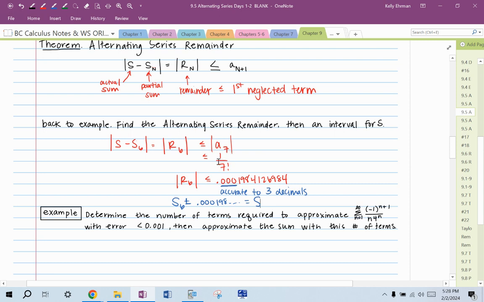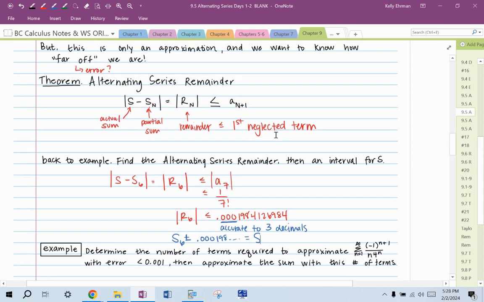By the way, there's a pretty good video explanation for why this is true that I've linked from someone else on YouTube. We can go into this further in class, but we can check this with a geometric series, something we actually do know the sum of, and then look at what's happening. Why is it the first neglected term?